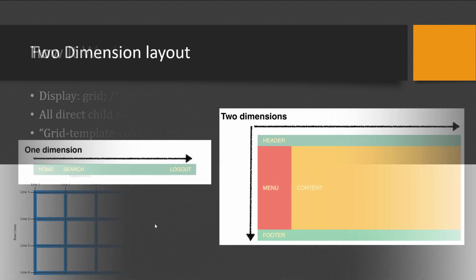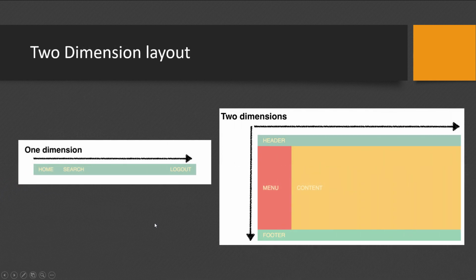So let's see another image. This is a two-dimensional array. Sorry, it is not an array. It is a grid system. You will use that two-dimensional layout like this one: header, and this is the footer. I mean, this is row-wise and this is column-wise. You can use this way to create a layout inside the grid system as well.